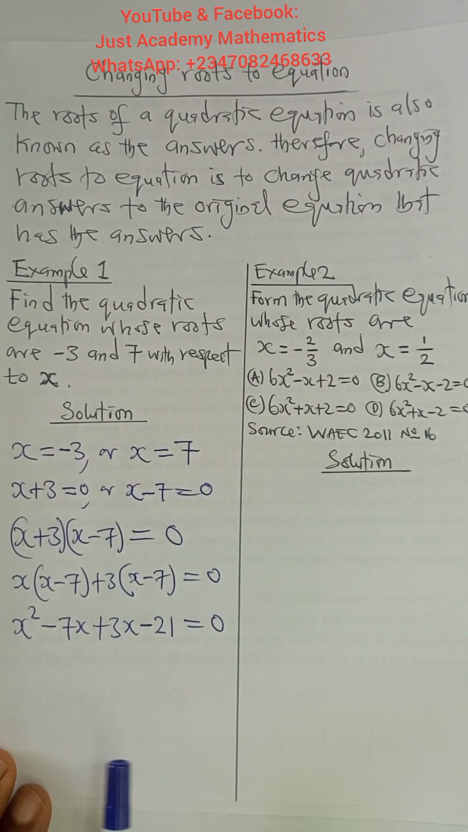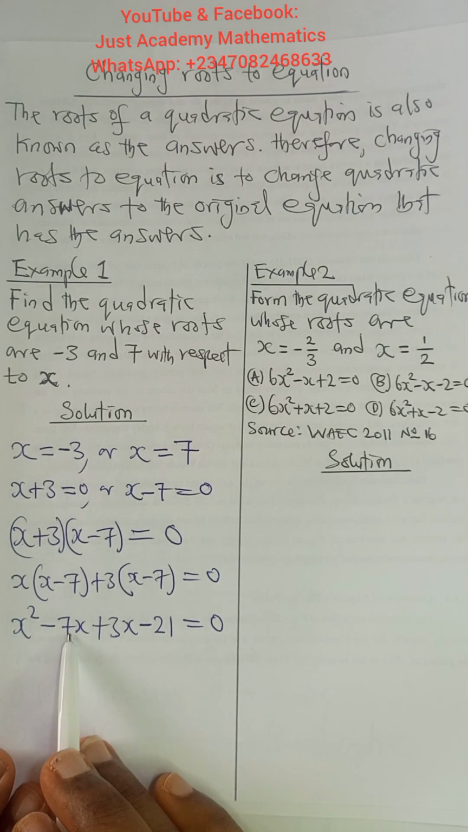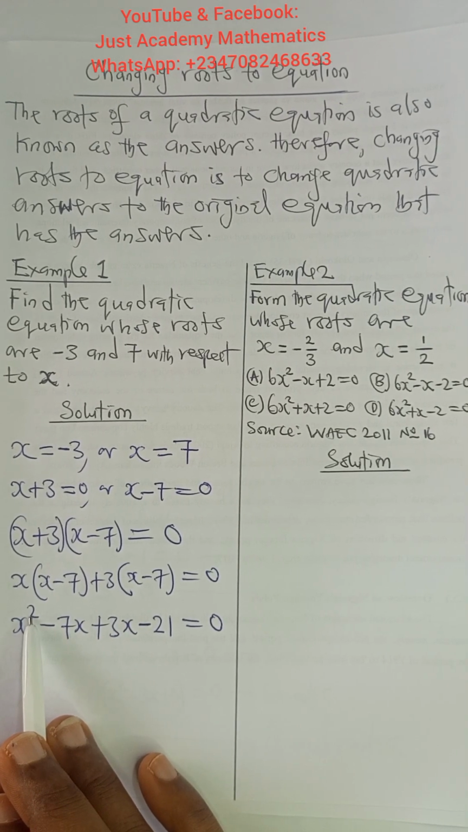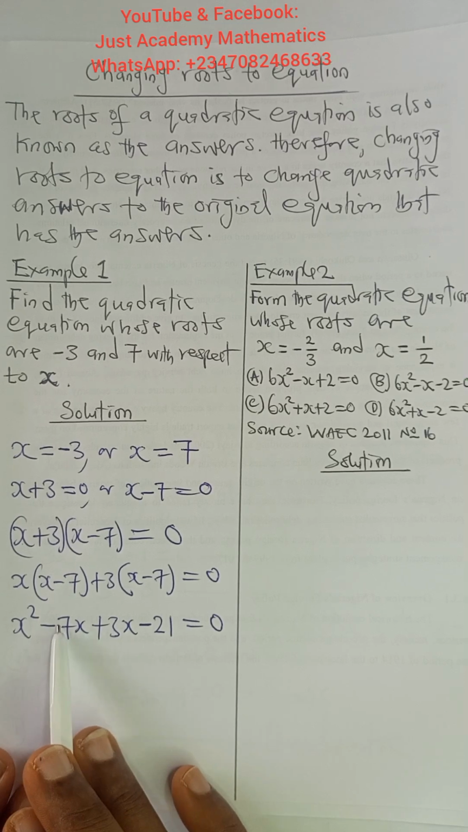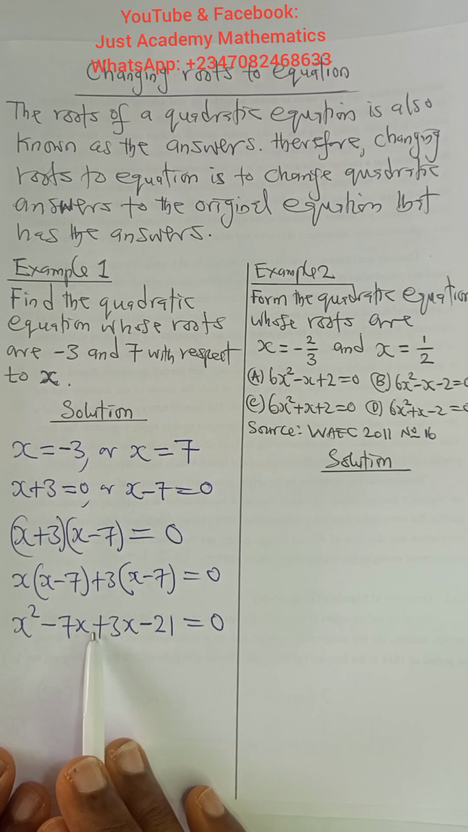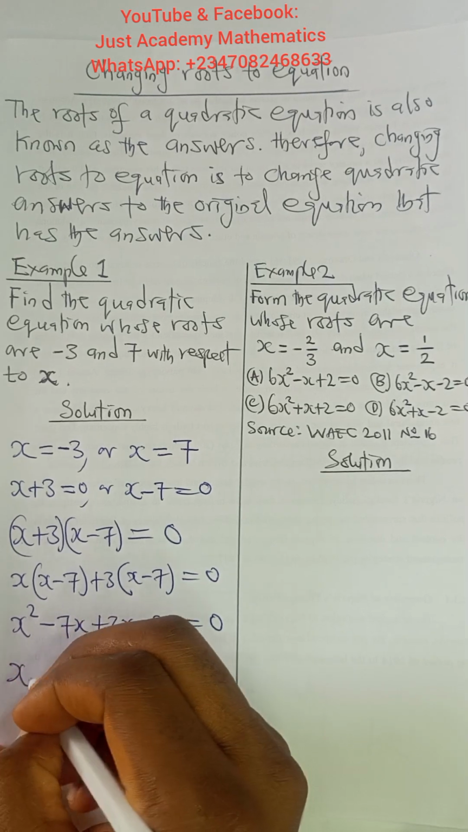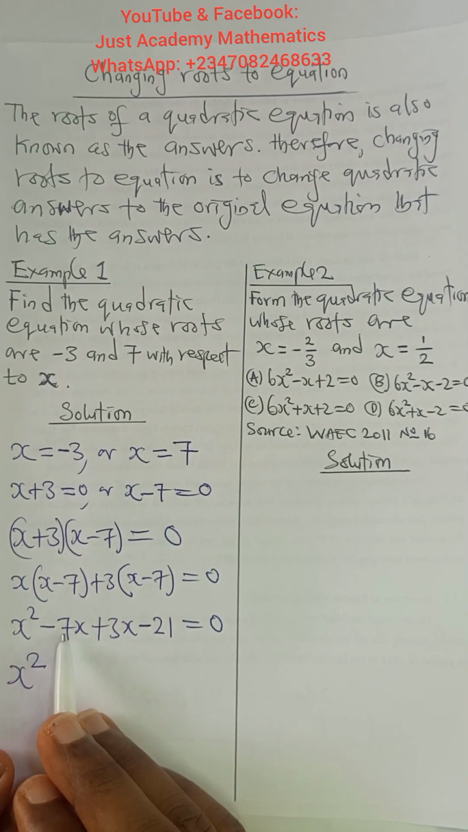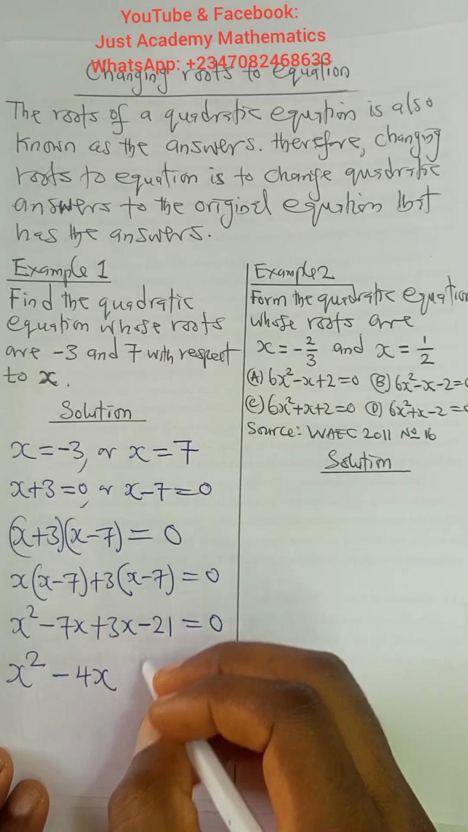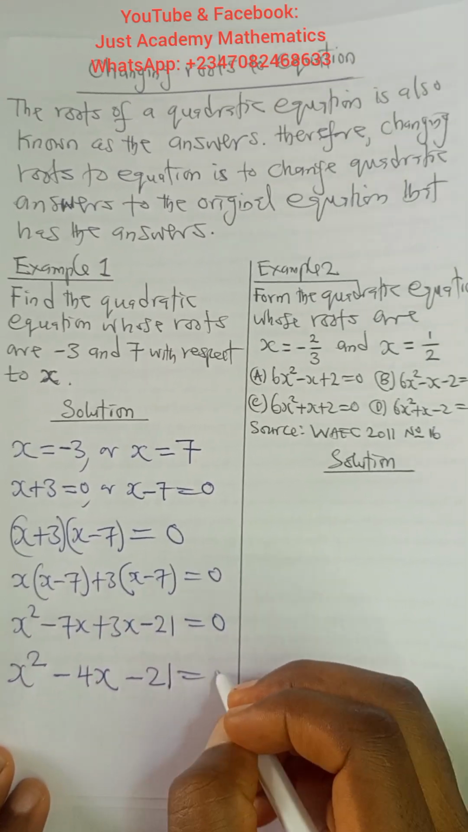So what do we do? You will notice that these two are in the same family. This is raised to the power of 2. These two are raised to the power of 1: 7s raised to the power of 1, 3s raised to the power of 1. So I can add these two. I bring this one down. Then minus 7s plus 3s will give me what? Minus 4s. Then minus 21 equals 0.